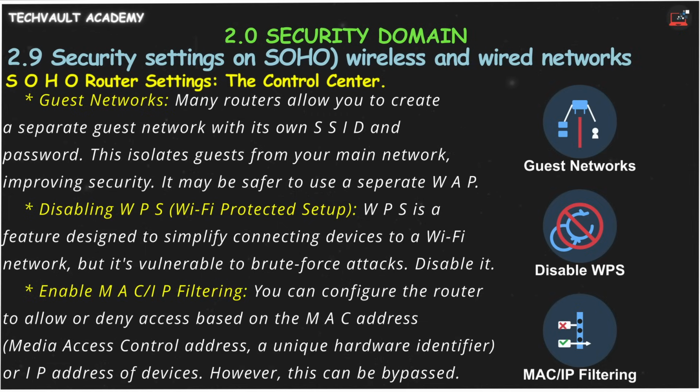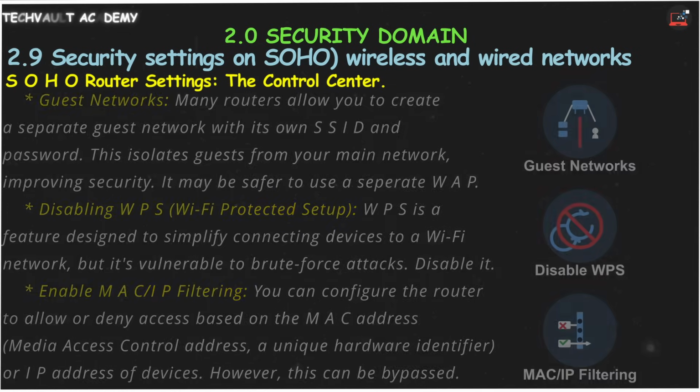Enable MAC/IP filtering. You can configure the router to allow or deny access based on the MAC address, media access control address, a unique hardware identifier, or IP address of devices. However, this can be bypassed.